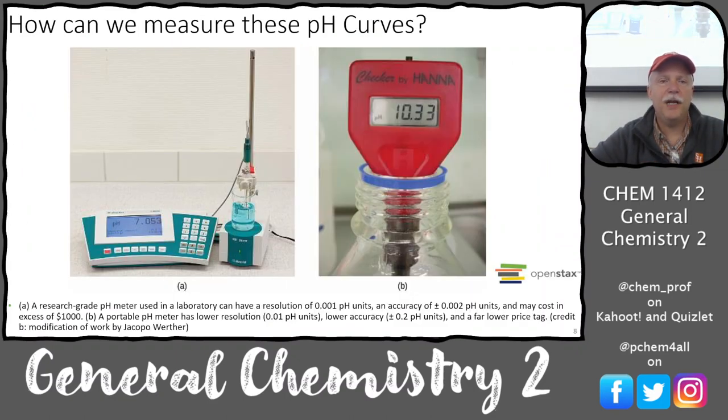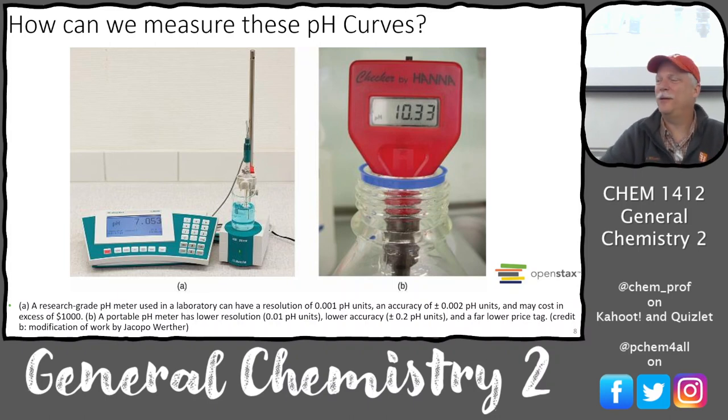Now, how do we measure these pH curves? Well, we can spend $1,000 on a real fancy probe that gets us 3 decimal places and is repeatable and accurate and so on. Or we can spend, you know, like $100 on a little dip probe, pin probe. So going from 2 decimal places to 3 decimal places, the cost goes up by a factor of 10. So you go from $100 to $1,000 to get that third decimal place.